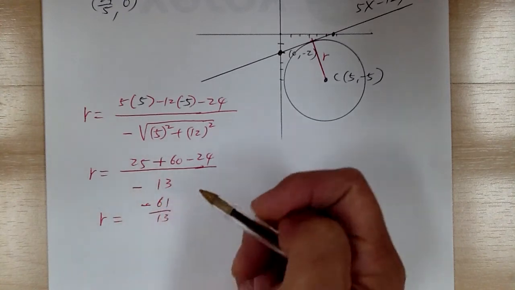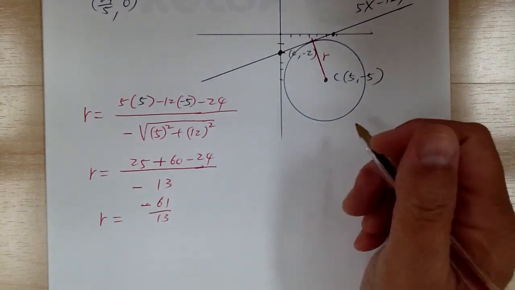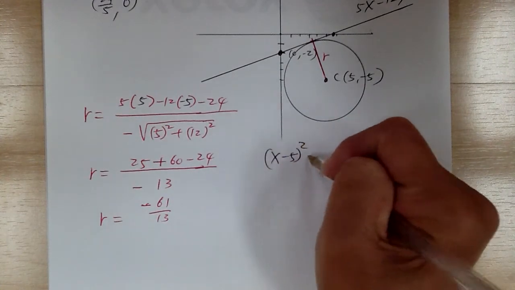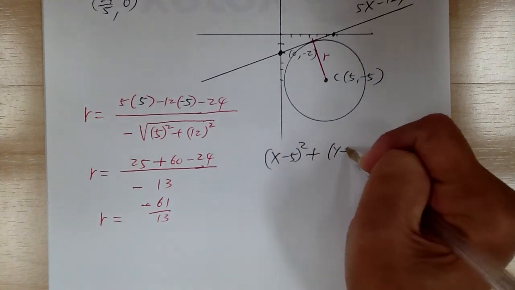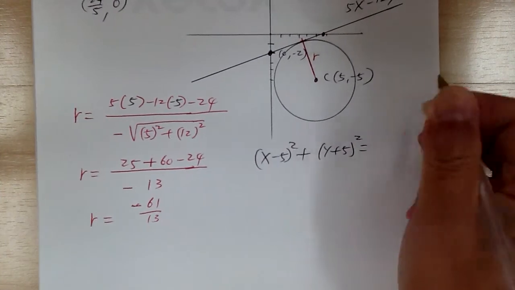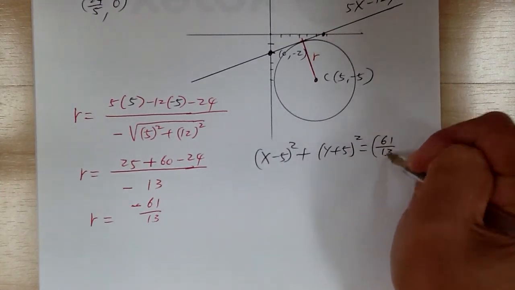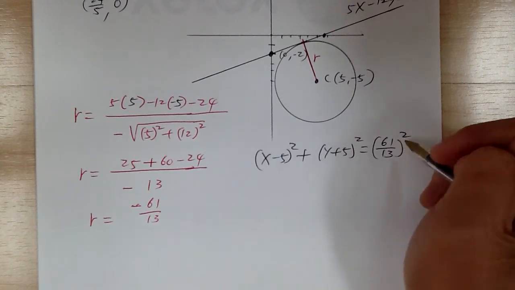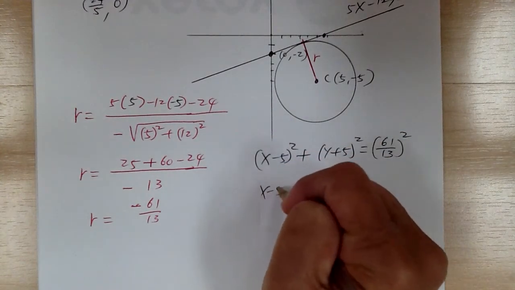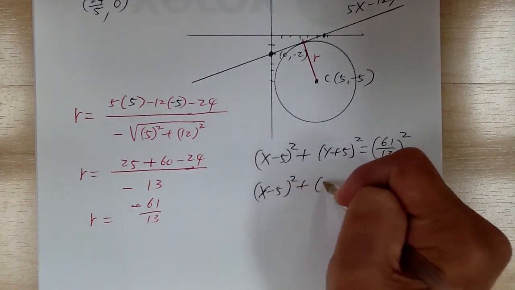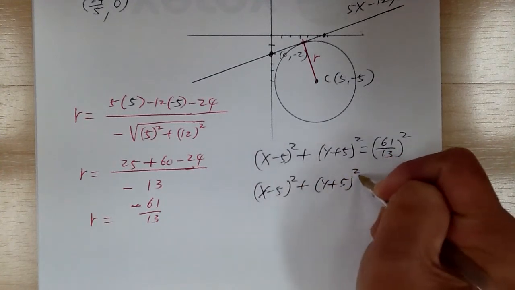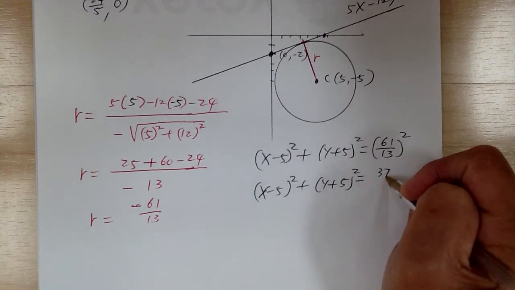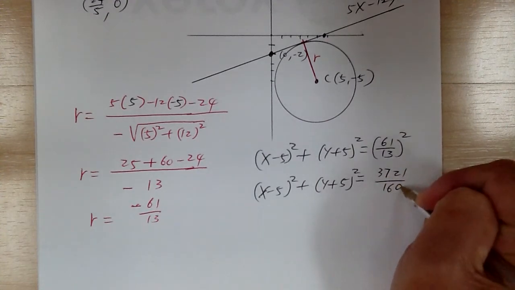Okay, then what you need to do is apply your equations now, right? So your equation would be (x − 5)² + (y + 5)² = (61/13)². And if you work this out, get your calculator. Okay, you get 3721/169.